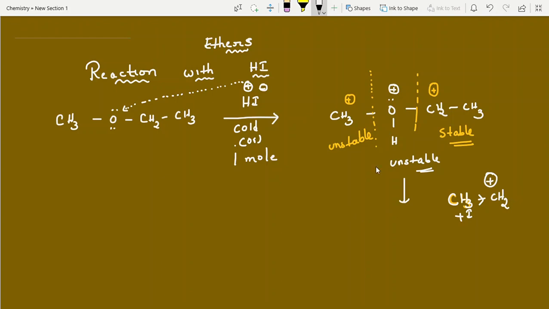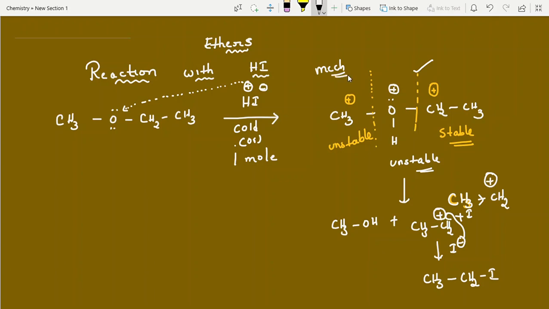So finally, what happened here? The breakage is correct: CH3OH plus CH3CH2+. Now this I- goes and attacks here. Finally you will get the product CH3CH2I. This is the mechanism, students; I have explained it clearly. So the final answer is CH3OH plus CH3CH2I, ethyl iodide and methyl alcohol. This is your answer. Is it clear? Now next one.